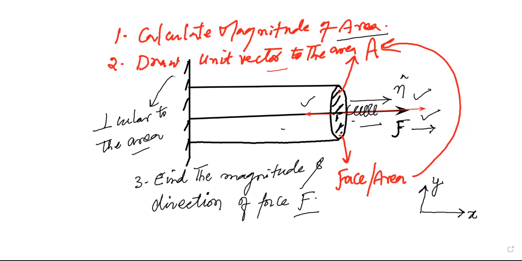Okay. So once we take care of these three steps, for the area where we have to calculate the stress, we are calculating the magnitude of the area, we are drawing a unit normal to the area, and also we are calculating the magnitude and direction of the force. Fine. Then we define, let me write here, we define stress now.